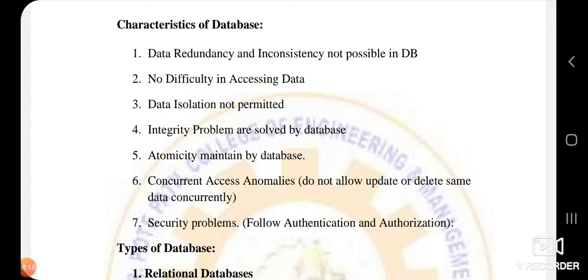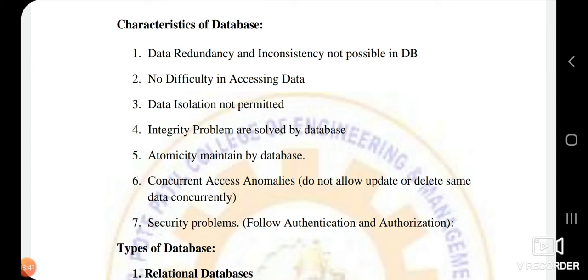Now integrity problems are solved. Then atomicity, we have already seen what you mean by atomicity, what you mean by integrity. Then we have seen concurrent access anomalies, a lot of them. I have told you that there is one normalization form, two normalization form, three normalization form. So what are the anomalies? If you update the data, then how will you be able to retrieve that?